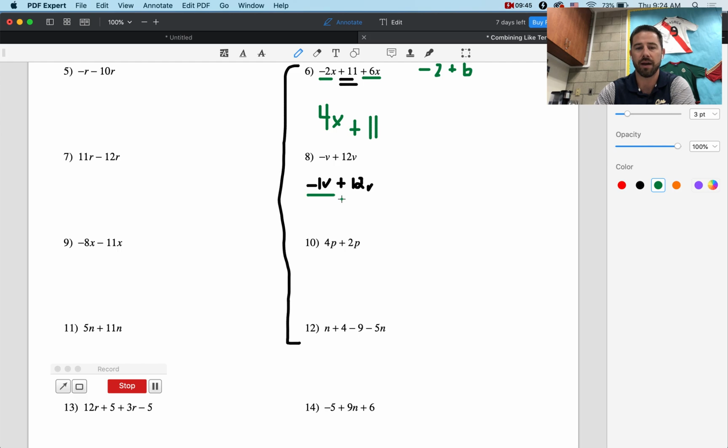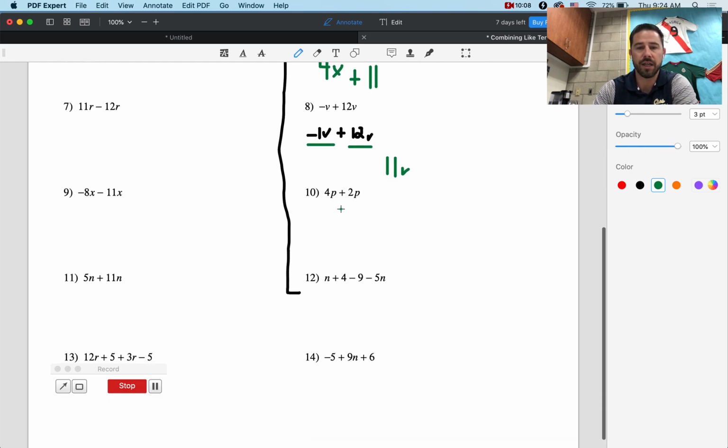Okay, and you're saying, oh, I got v's here. We have a negative and a positive. So you ask yourself, which number is bigger? The 12. Okay, that's positive, so I know my answer is going to be positive. And then we subtract. 12 minus 1 is 11. So 11v is the answer.